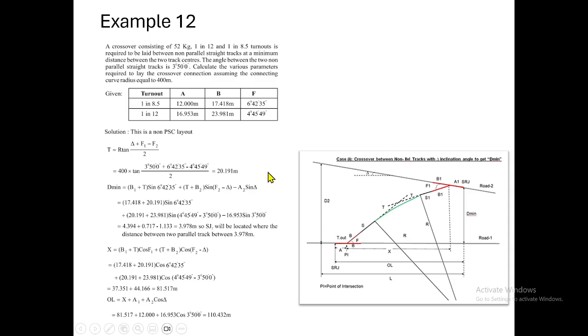As far as non-parallel tracks are concerned, we introduce a crossover with different angles of crossing, and provide a connecting curve in between them, to find the minimum distance to have the required radius, that 400 meter radius. For fitting that exactly, at the tangent points will be your heels of crossing. Okay, this is something about it.